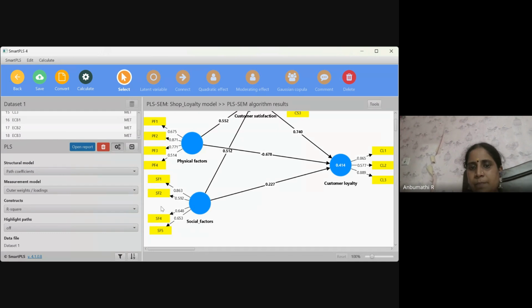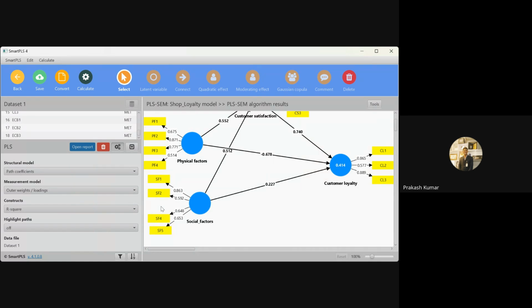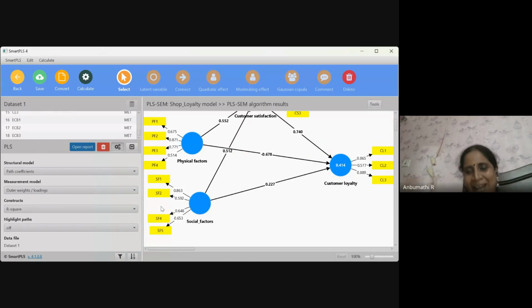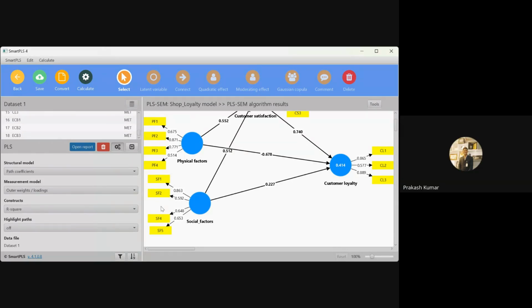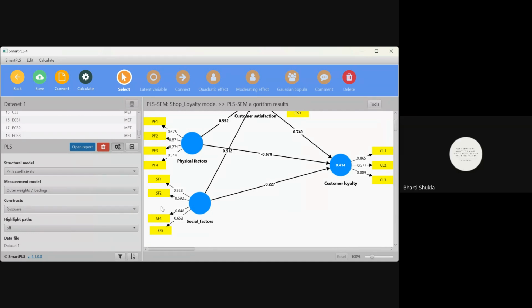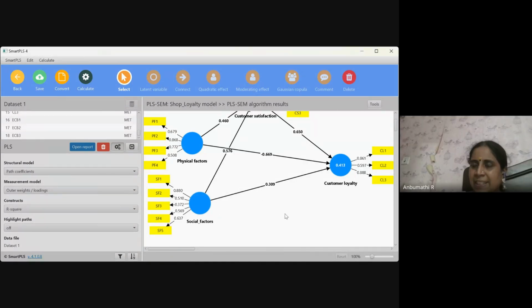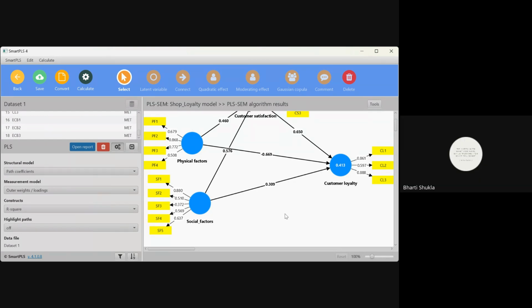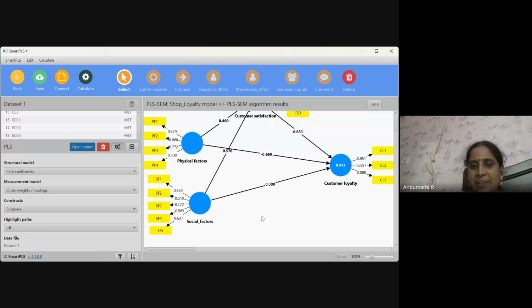Got it? And what is the difference between the loadings we saw in the Excel sheet and this, madam? The outer loadings values are the same, madam. By default, the standard is 0.6 and above. Then once we delete the one which is less than 0.6, will the remaining values change, or will it have an impact? Yes, of course, it will have an impact.